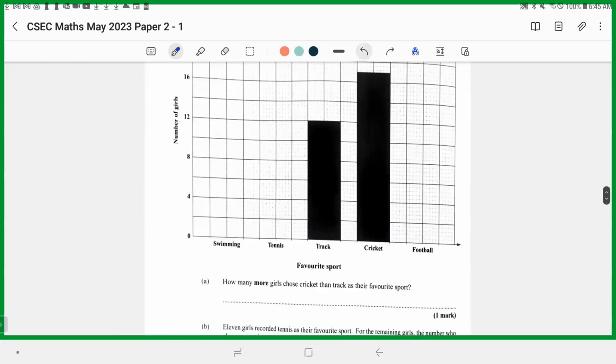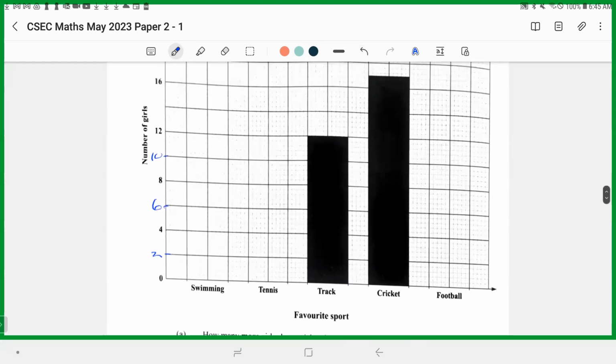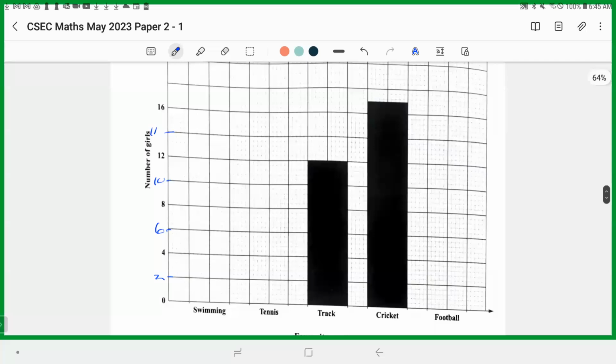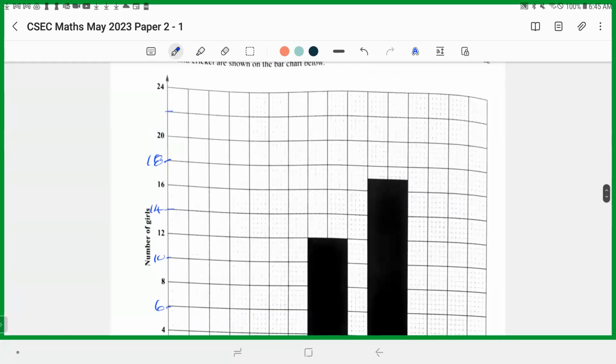Now, where you start is to read your scale properly. All right, read your scale, see what the scale is. Now, this is 0, that's 4. So it means that right here is 2, right here is 6, right here is 10, right here is 14, right here is 18. They fill them out, right? Right here is 22.